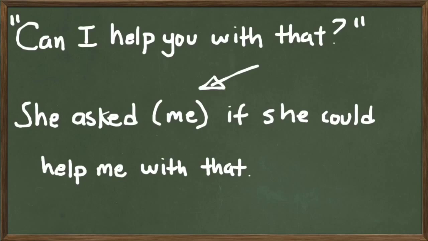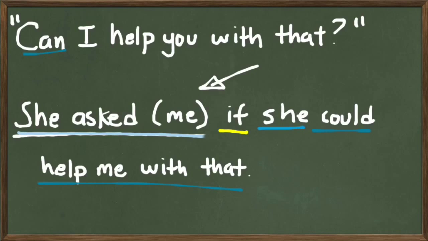We're going to report now the question, can I help you with that? Okay. Now we have our reporting expression, she asked or she asked me. Also, we have the expression if, because it's a yes/no question. And then we have our subject, she, and the reported information. Could help me with that. Why? Because can changes to could. Okay, the result is she asked me if she could help me with that. Or she asked if she could help me with that.